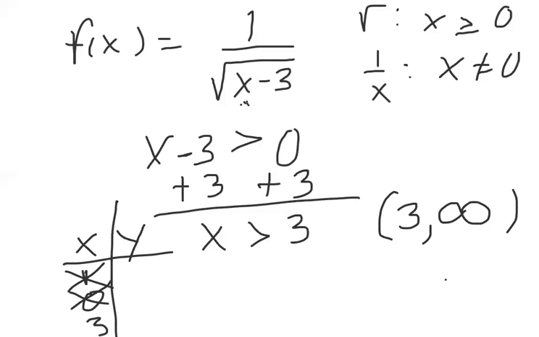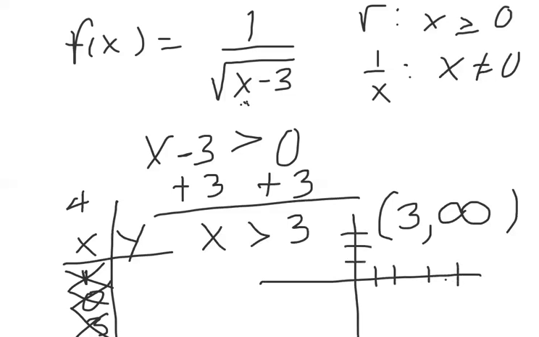3 minus 3 is 0. The denominator would be 0. We cannot use the 3, guys. Well, what if we try 4? 4 minus 3, that's 1. Can we take the square root of 1? Absolutely. So yes, this function, guys, is defined when x is equal to 4. So when x is equal to 4, the function is located at +1.